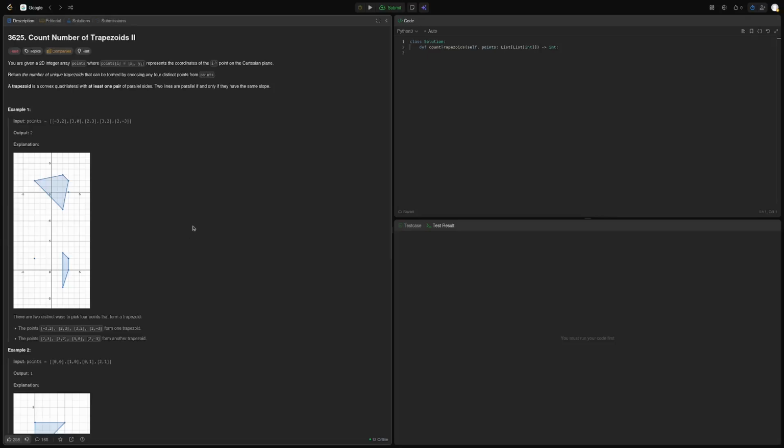So today we are doing the problem Count Number of Trapezoids 2, which seems like it's from a recent competition. Given the number 3625, you are given a 2D integer array points in a plane. Return the number of unique trapezoids that can be formed by choosing any 4 distinct points from points. A trapezoid is a convex quadrilateral with at least one pair of parallel sides.